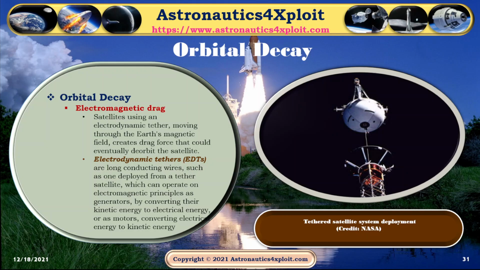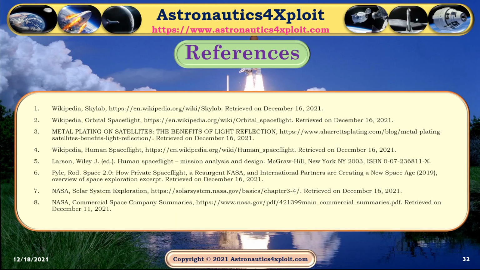For satellites using an electrodynamic tether, moving through the Earth's magnetic field creates a drag force that could eventually deorbit the satellite. Electrodynamic tethers are long conducting wires, such as one deployed from a tether satellite, which can operate on electromagnetic principles as generators, by converting their kinetic energy to electrical energy, or as motors, converting electric energy to kinetic energy. This picture shows tethered satellite system deployment.